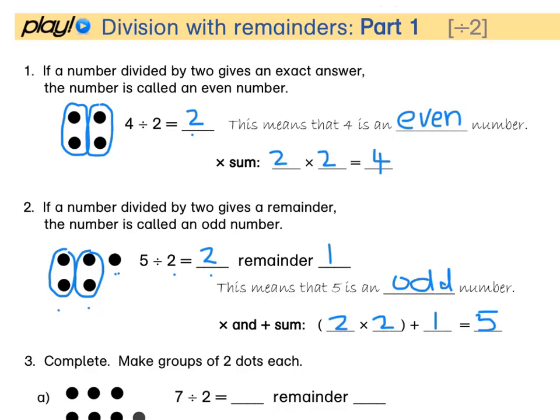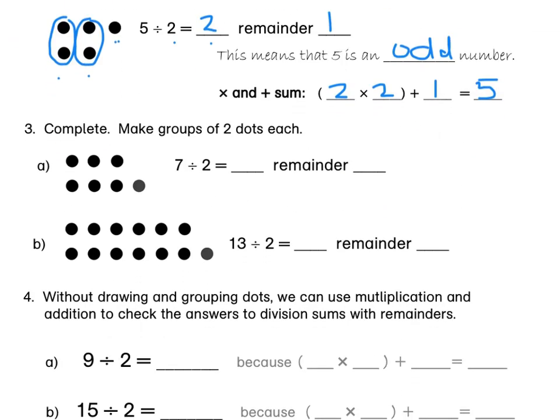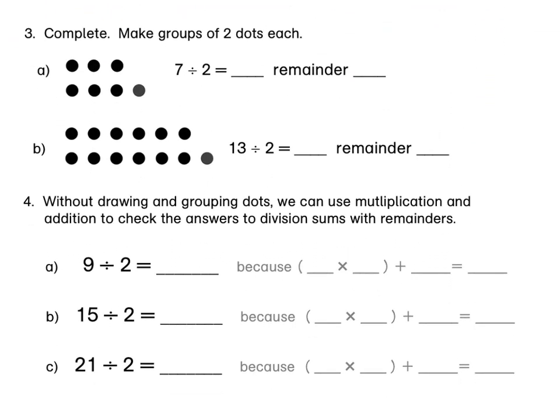For question 3, it says make groups of 2 dots each. So for A, if you count, there are 7 dots in total. So make groups of 2 dots each. There's the first group, second group, and then there's a third group with 1 dot remaining. So 7 divided by 2 gives us 3 groups of 2 with a remainder of 1. And let's check our answer. 3 times 2 gives us 6, plus our remainder of 1 gives us 7.